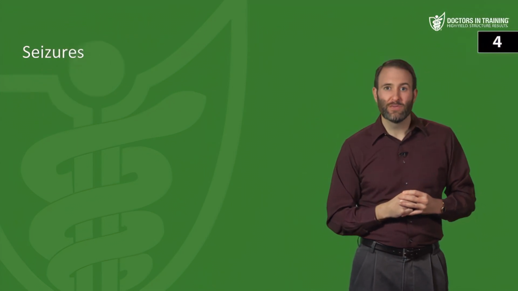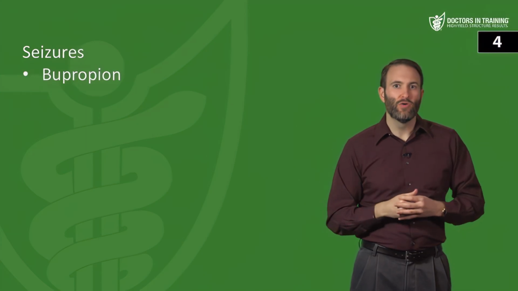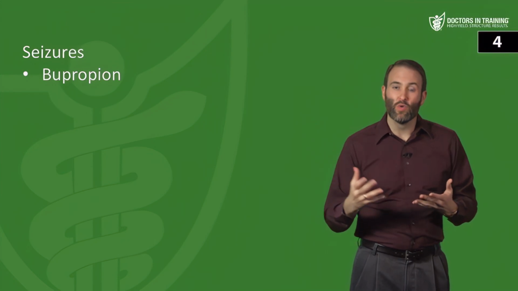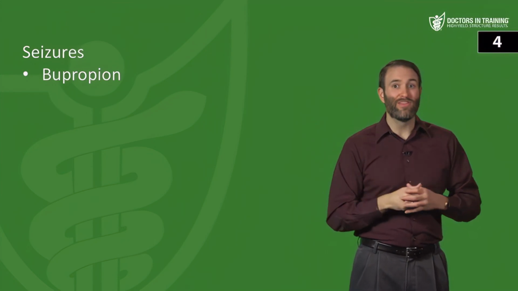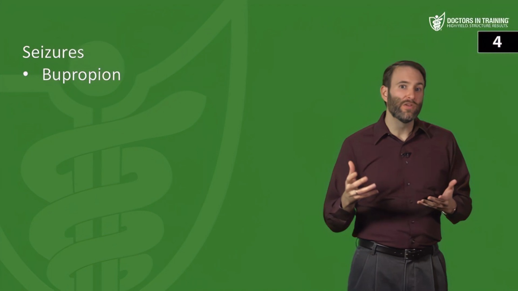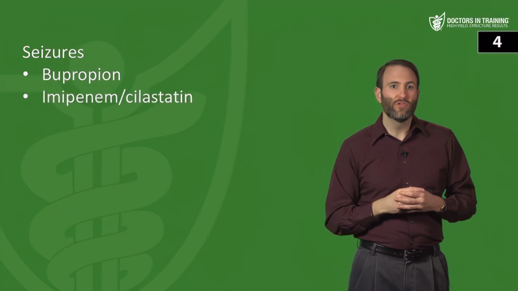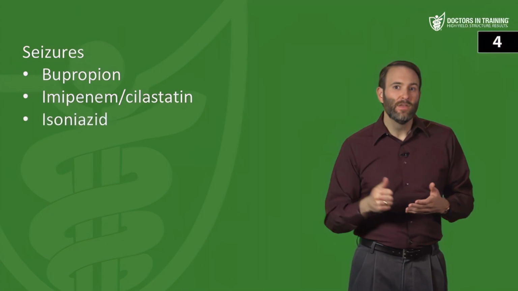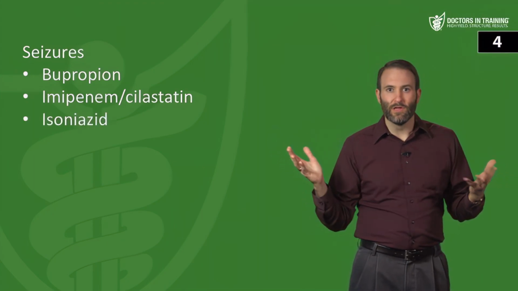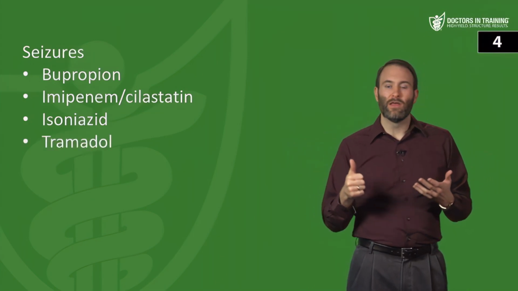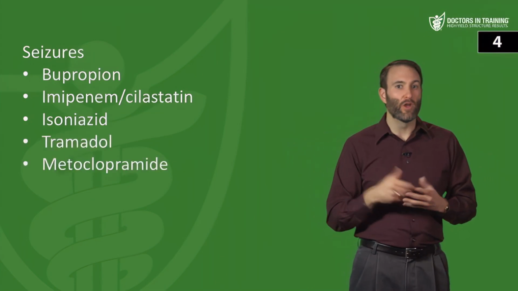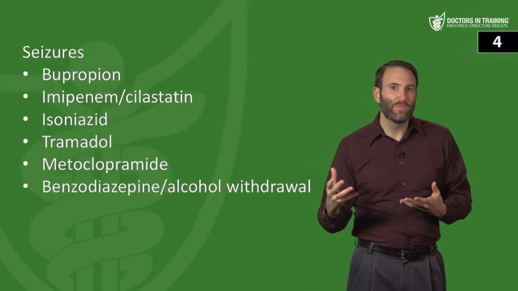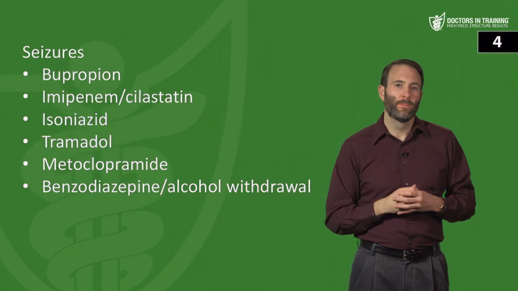Next, we have seizures. So this can be associated with bupropion. So if you have someone that maybe you're going to put on bupropion for smoking cessation or maybe for depression, you need to make sure they don't have a history of seizures or a history of head injury that might actually induce seizures. Other drugs, imipenem with cilastatin, can also be associated with seizures. Isoniazid, and there's actually lots of other things with increasing seizures. Tramadol, which is a type of pain medication, can be associated with it. Metoclopramide can do it as well. And of course, withdrawal from benzodiazepines or alcohol can cause seizures as well.